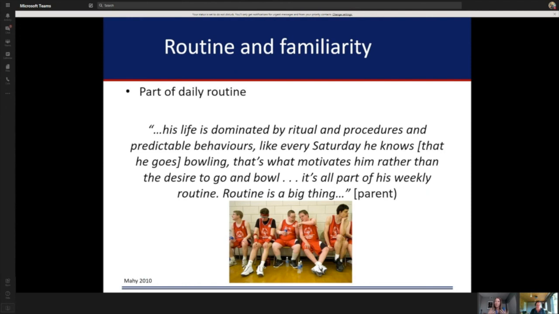Routine is a big thing. So if that is the way your person that you're supporting is working well and really likes to organize the week, then that's really a nice way to include physical activities and just make that part of the routine.